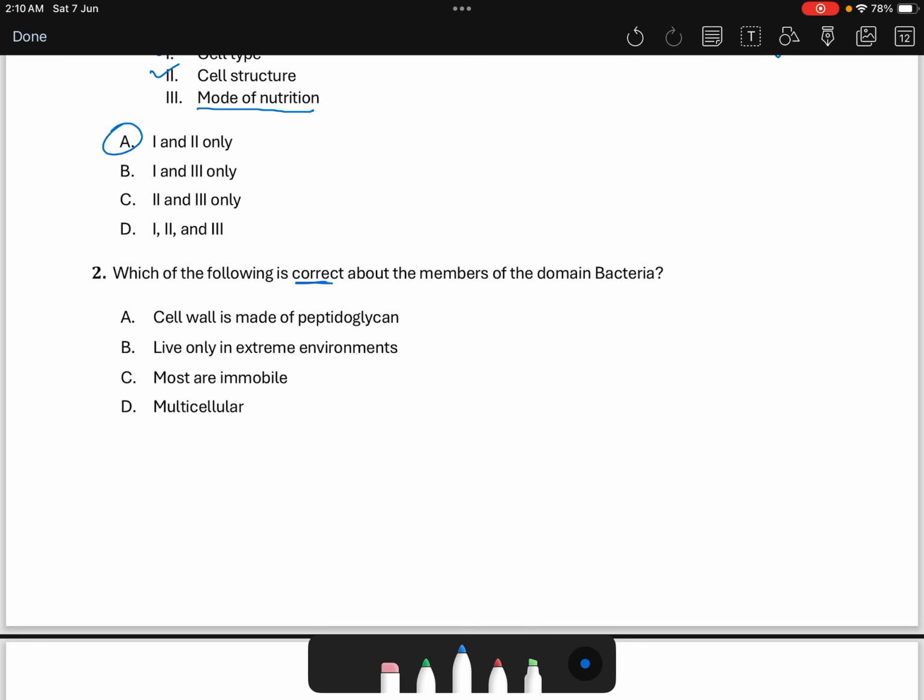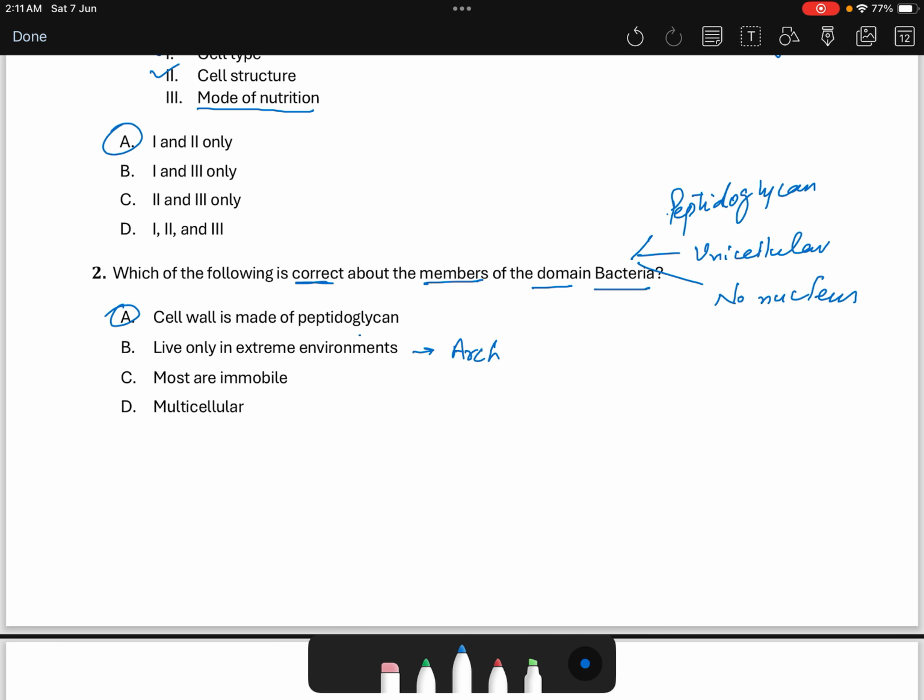Which of the following is correct about the members of domain bacteria? So we know that bacteria has peptidoglycan, right? And bacteria is unicellular, no nucleus. So cell wall is made up of peptidoglycan, yes. Lives in extreme environment, no. This is archaea. Most are mobile, this is eukarya. And multicellular, this is eukarya.